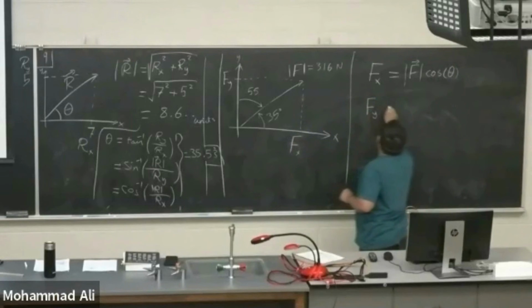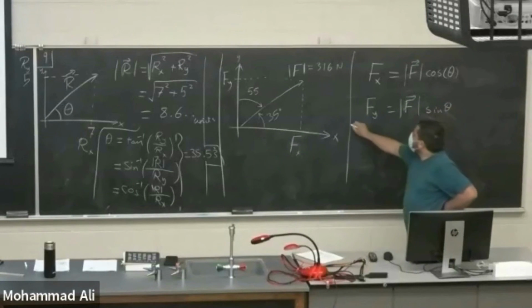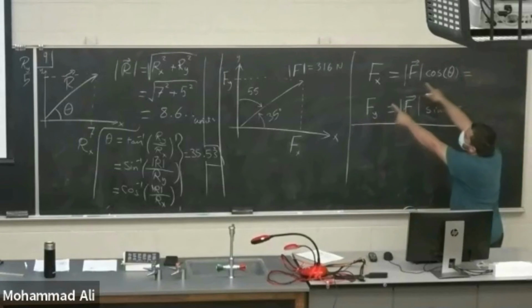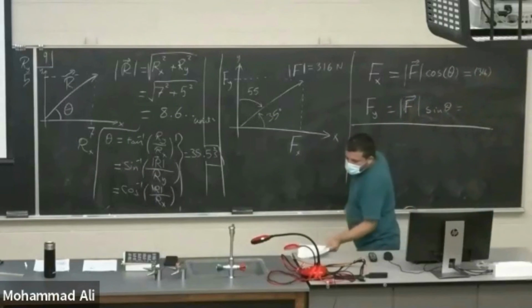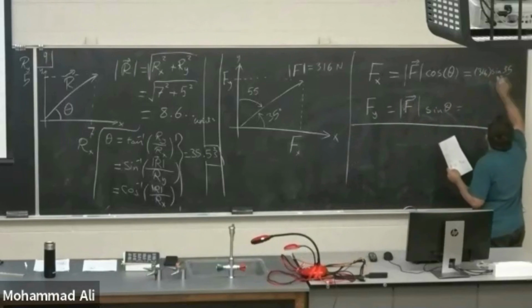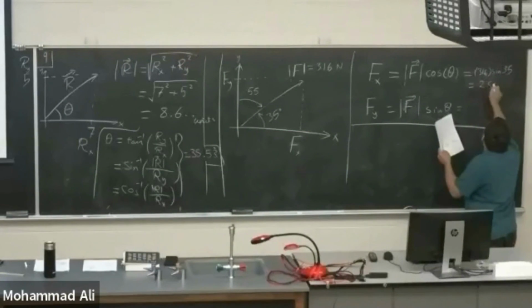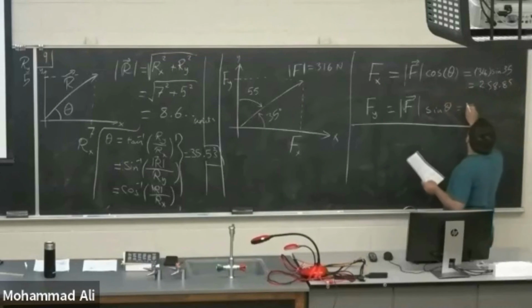Fy is equal to the length of F sine theta. This will give us the length, which is 316, times sine 35. This will be equal to, it is given for you, 258.85. Also the same for this one, it is the length of F, which is given, 316.